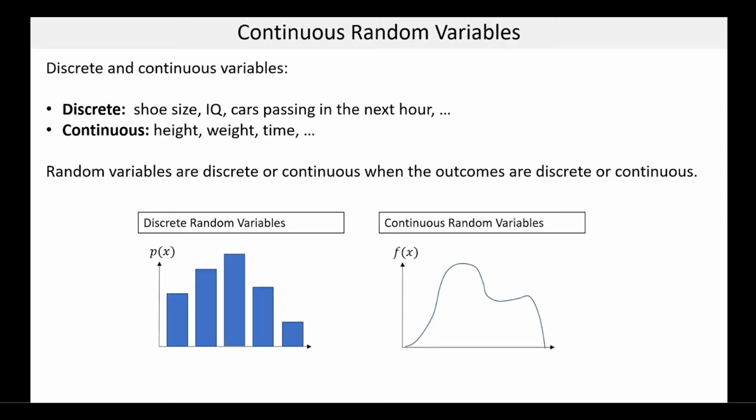Let's start by thinking about the visuals. So on the left we have a discrete random variable. The discrete outcomes will go along the x-axis, they're unlabeled, and the probability of each of them happening is going to be the height of each of these bars. We see that there are gaps in between each bar because there are some numerical values that wouldn't count as outcomes.